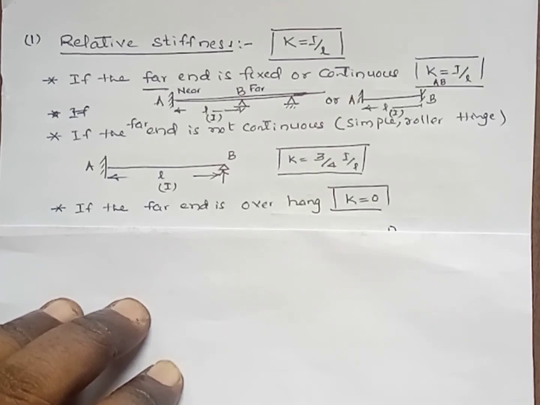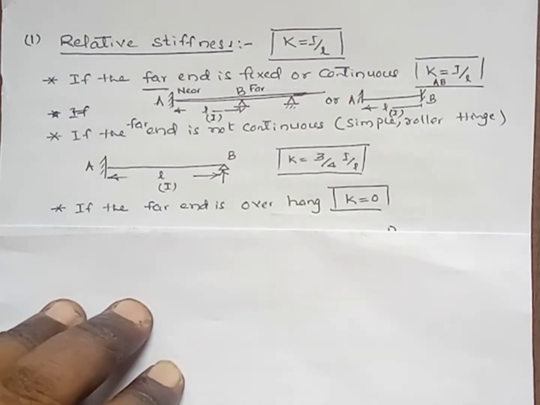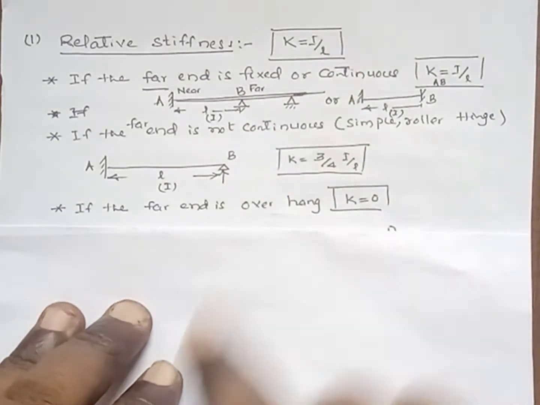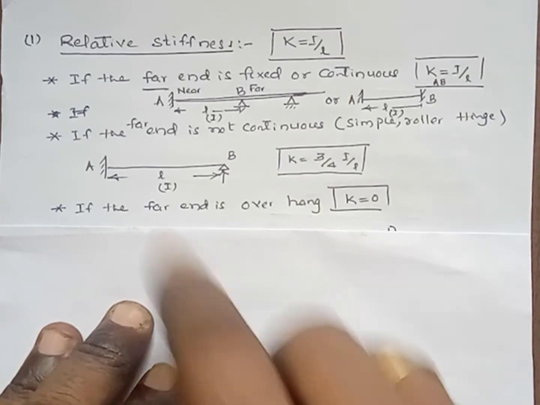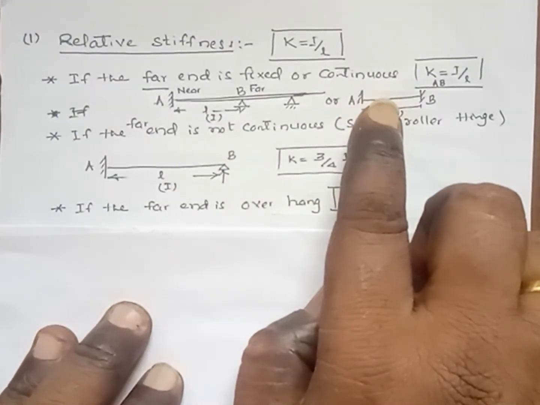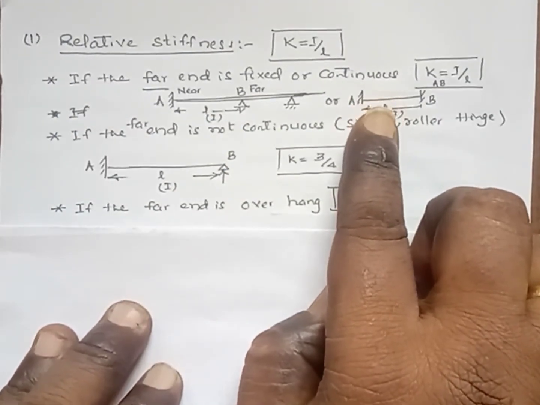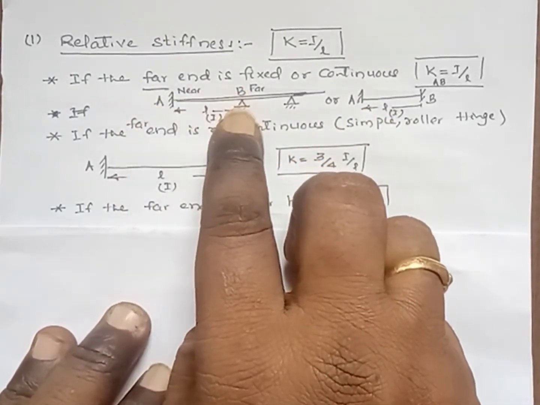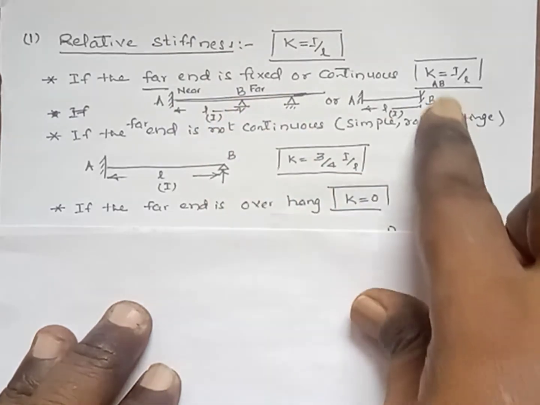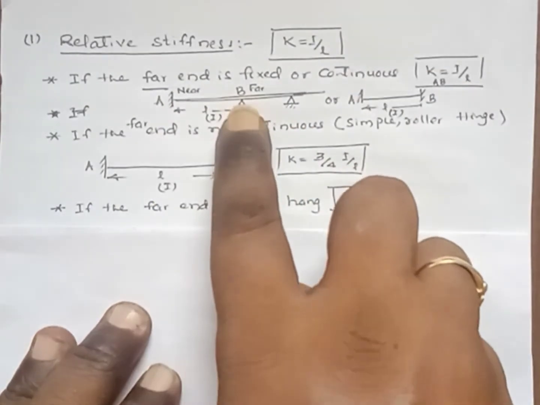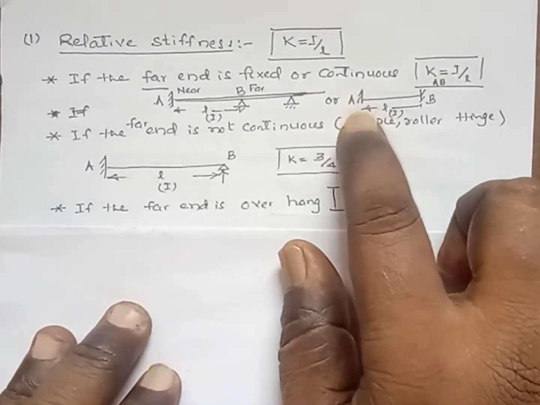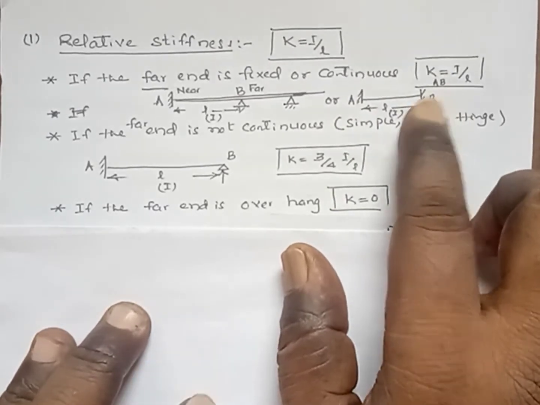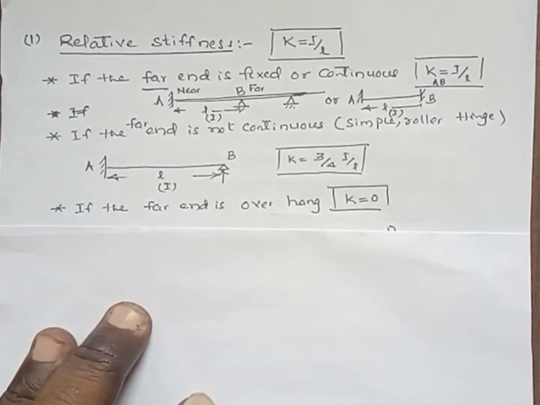From span to span, the moment of inertia or the length will vary. Hence K equals I by L. If the far end is fixed or continuous, here with respect to A, the far end B is continuous, then K equals I by L, that is KAB equals I by L. Or with respect to A, B is fixed, KAB equals I by L.